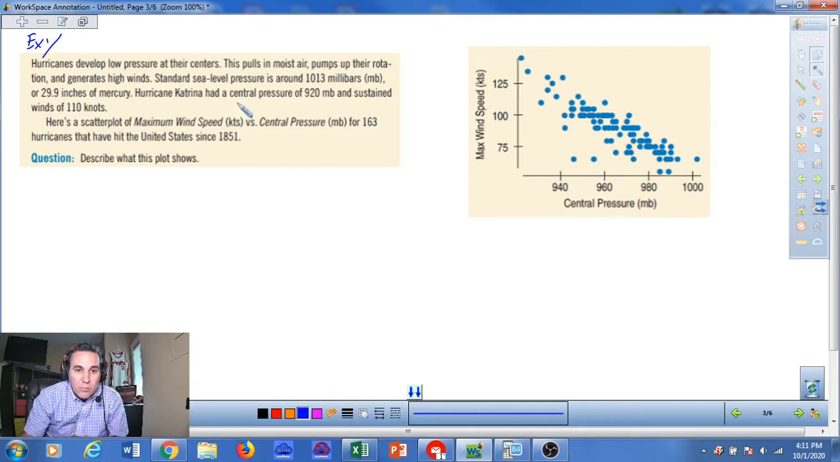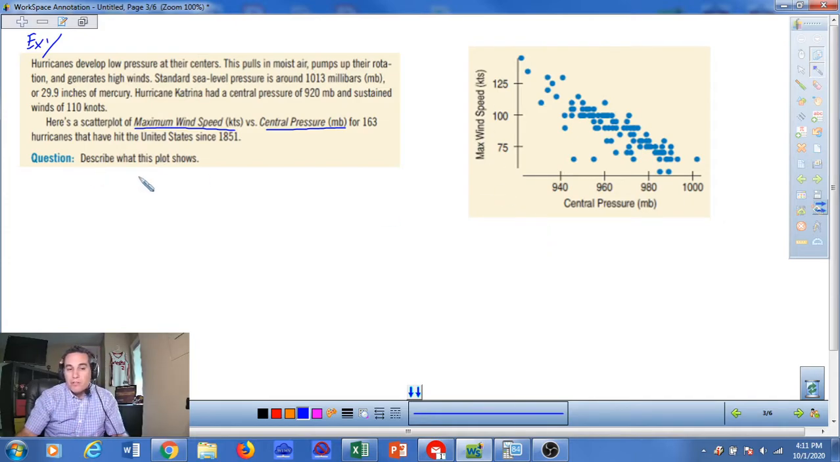Hurricane Katrina had a central pressure of 920 millibars and sustained winds of 110 knots. Here is a scatter plot of maximum wind speed versus central pressure for 163 hurricanes that have hit the United States since 1851. So there you go. It's a lot of data right there. The pressure of the hurricane is on the x-axis, and then how fast the wind speed was is on the y-axis. Okay? So first thing you got to do is understand the graph. You got to understand the variables in order to do all the description.